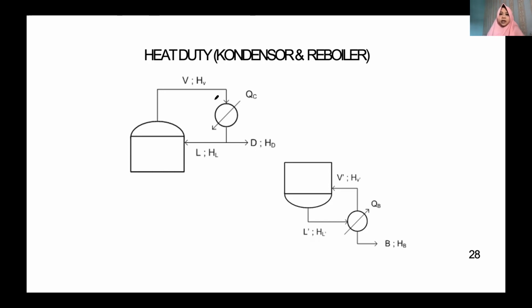Okay, for the heat duty of the condenser and reboiler, we need to calculate QC, which is the heat duty for the condenser, and QB for the reboiler. The basic idea is all about mass balance and energy balance. So here, can you tell me what is the mass balance in the condenser?